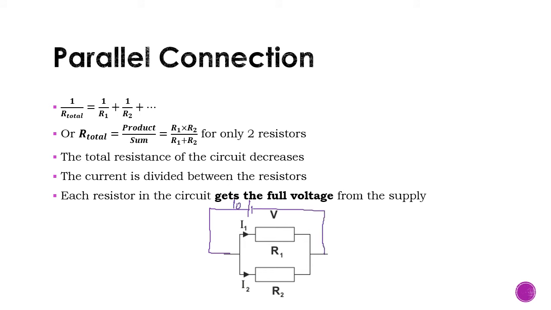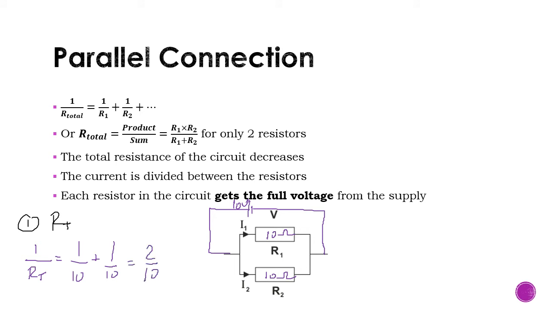Okay, this is a 10 volt supply. The 10 ohm resistor, that 10 ohm resistor, and number one, what I want to calculate is the total resistance. Let's calculate it. We'll say 1 over R total equals 1 over R1, which is 1 over 10, plus 1 over 10. That gives me 2 divided by 10.